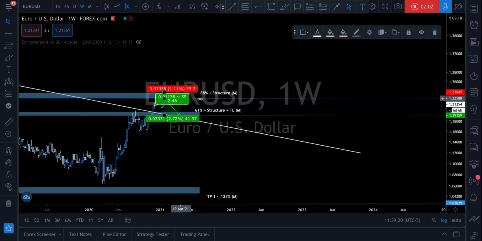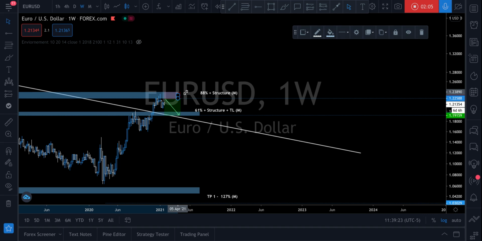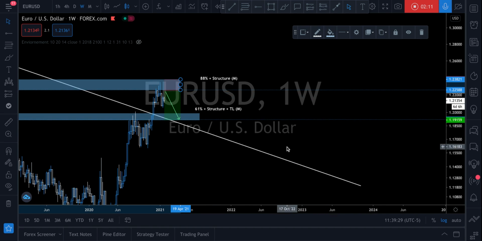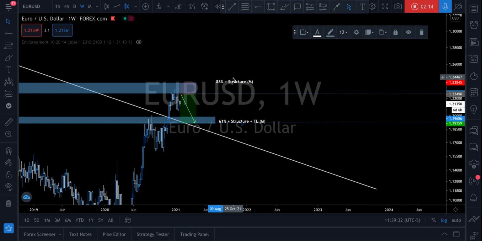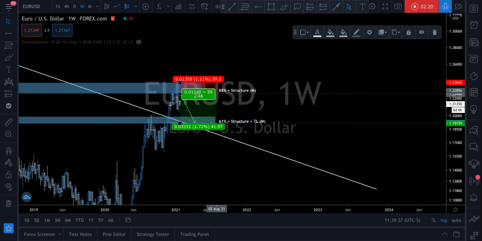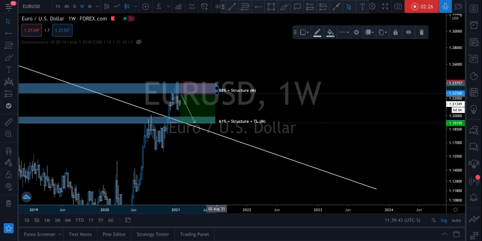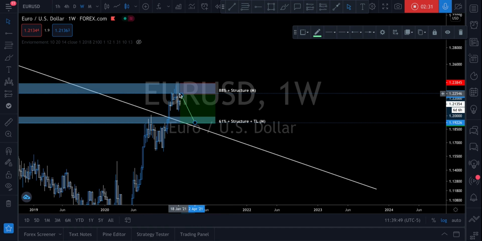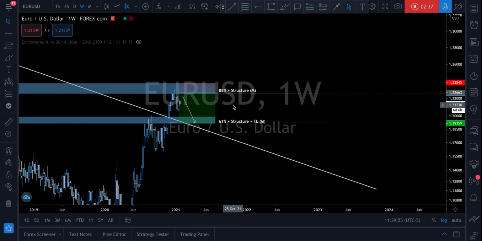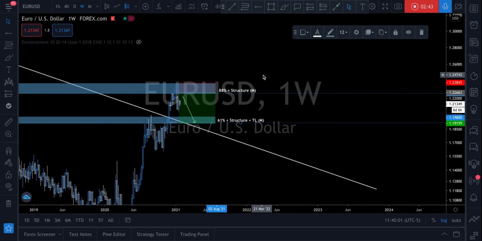But depending on how price responds to this area of structure, we're actually going to determine whether or not we want to sell or if we want to buy at this previous structural zone right here. So let's move this out slightly this way. Cool. And basically that is what we're going to be looking at for a short-term trading opportunity.